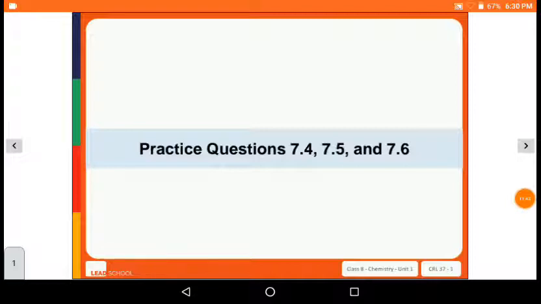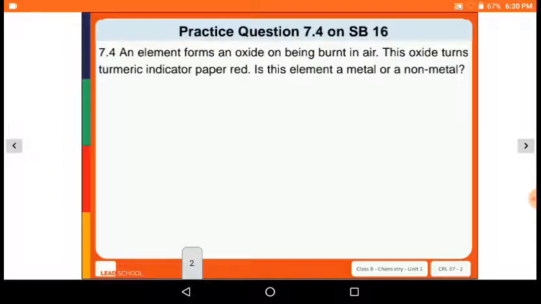So now as per the video we will solve the practice questions 7.4, 7.5 and 7.6. First of all, practice question number 7.4. An element forms an oxide on being burnt in air. This oxide turns turmeric indicator paper red. Is this element a metal or non-metal?